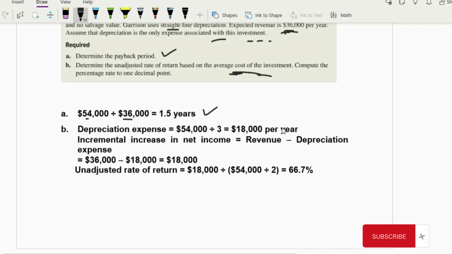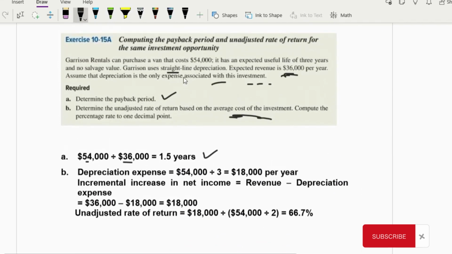So firstly we need to calculate the incremental increase in the net income. So we don't have that, so let's calculate. Revenue minus expenses gives us net income. So revenue is 36,000. Expenses, we can calculate the depreciation expense. So I'm doing it over here. 54,000 is the cost of machine. Life is 3 years, so 18,000 every year. So revenue minus expense gives me 18,000 incremental income. So income divided by average cost of investment, that is 54,000 divided by 2. So the return becomes 66.7%.